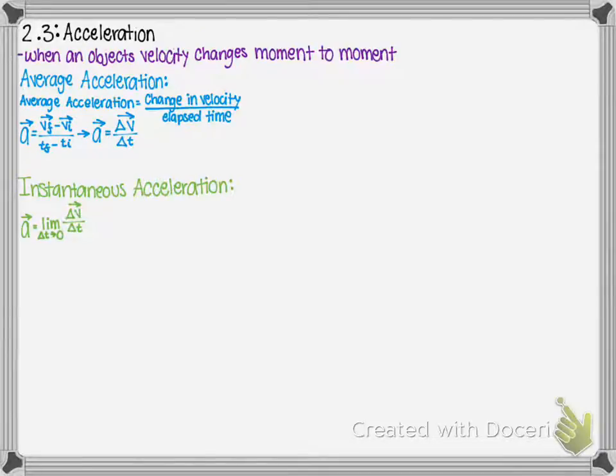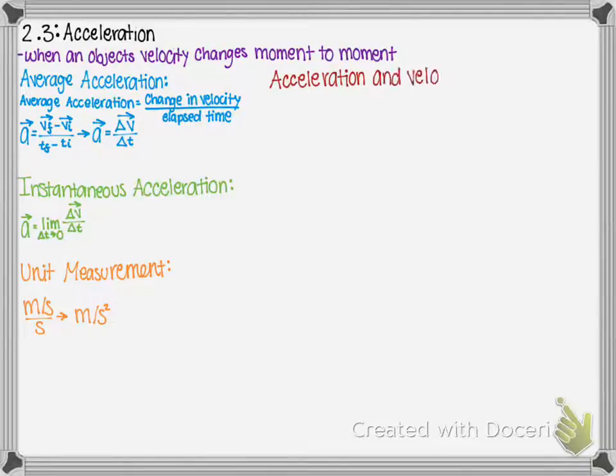Now, both of these accelerations have the same unit measurements of meters per second over second, which is meters per second squared, and this can change if your problem gives you kilometers, centimeters, etc. Now, something else that needs to be noted in this section is the acceleration and velocity relationship.